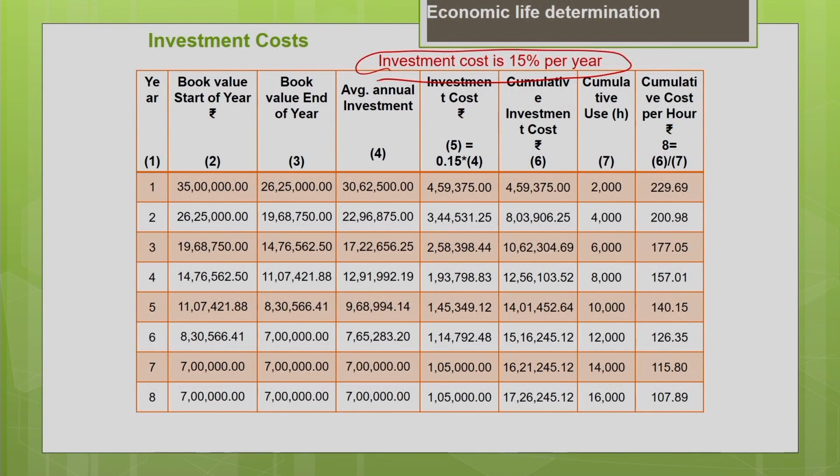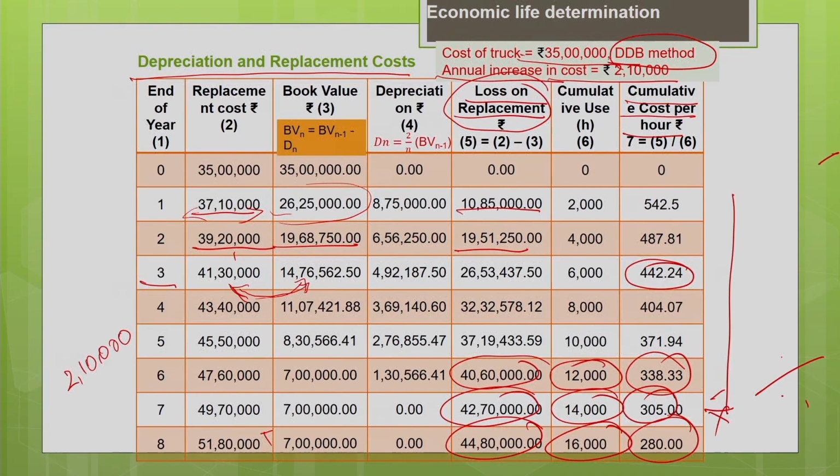Now, we are going to calculate the investment cost for the entire useful life of the machine, as a percentage of the book value of the machine. Here we are taking the average book value of every year. So, I need to know the book value at the beginning of the year and the book value at the end of the year. Obviously, the book value at the beginning is the purchase price, 35 lakh, and the book value at the end of every year you can get from the previous table.